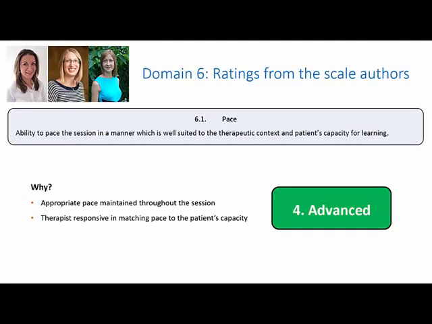For item 6.1 pace, we gave a rating of 4 advanced. Given the challenge of having a briefer session, the therapist did a beautiful job of maintaining an appropriate pace throughout the session. Although the pace did pick up and was a little bit quicker at the end, we did feel that the therapist still didn't rush the patient. The therapist also effectively matched the pace of the session to the patient's capacity, spending more time unpacking the more emotive issues that arose.